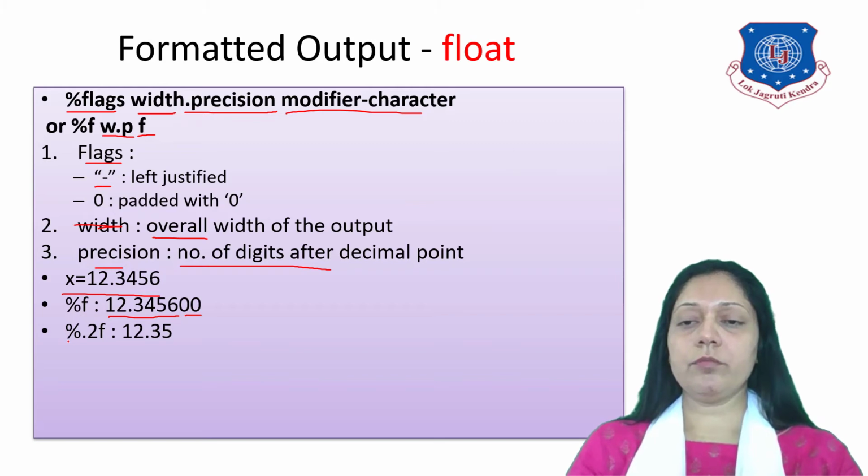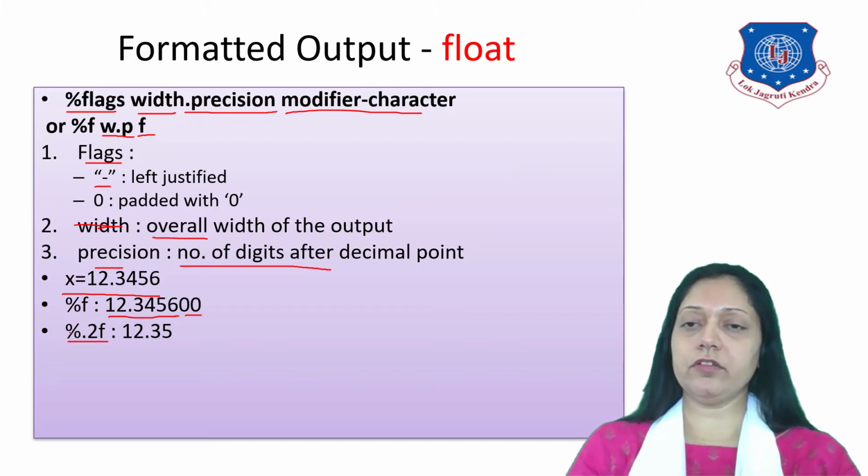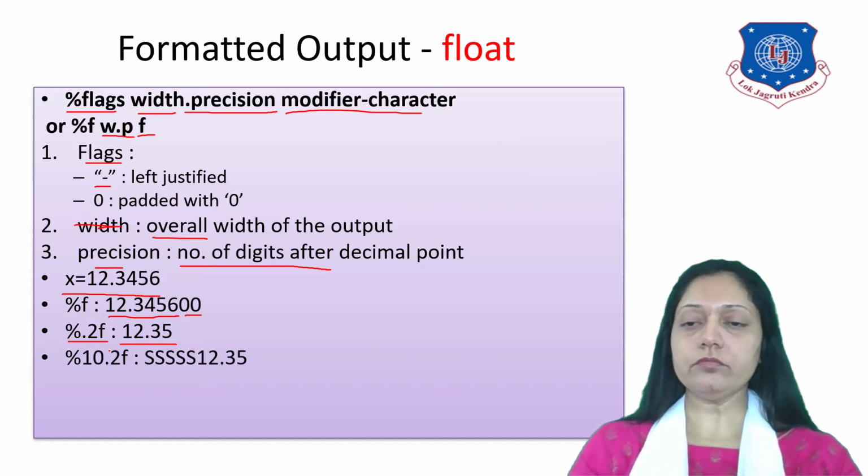If you write percentage 0.2f, see the width is not specified, the flag is not specified here. Dot 2 means the precision value is 2, meaning after the decimal point you should have 2 digits. So what would be the output in this case? 12.3 as it is, but 4 is not displayed because after 4 we have the number 5. If you have a number 5 or more, then the previous number gets rounded up. So it becomes 35. So 12.35.